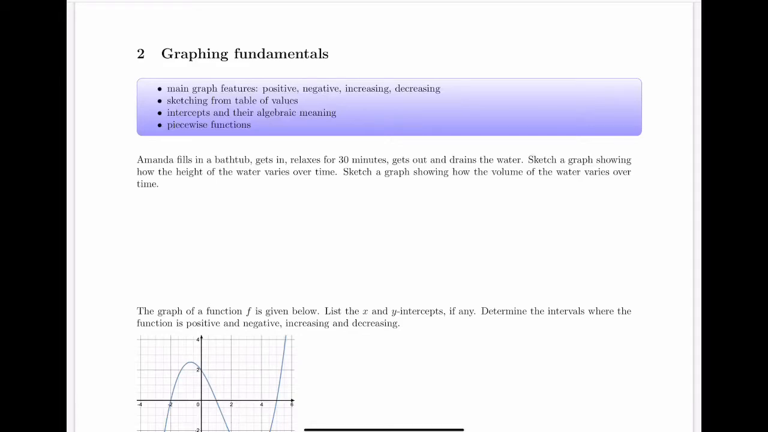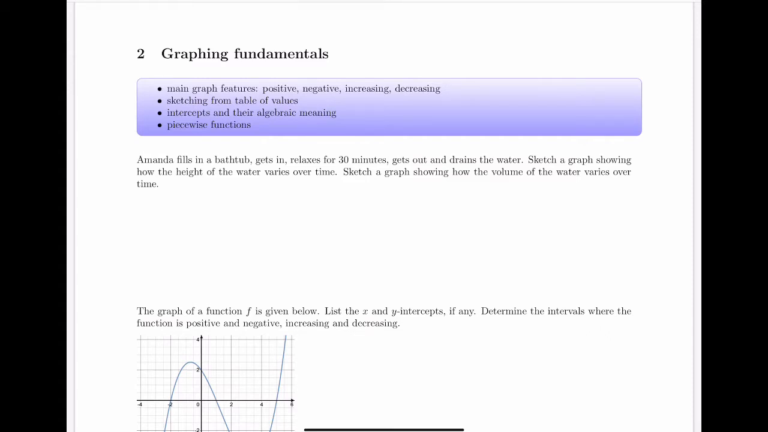Module 2 is about graphing fundamentals. So we will discuss various main graph features. We will talk about how to sketch something from a table of values, what intercepts are and their algebraic meaning, as well as consider several types of functions, including piecewise functions. This module really should be a precursor to Module 3, which is all about functions. So I encourage you to do it back to back in that order.